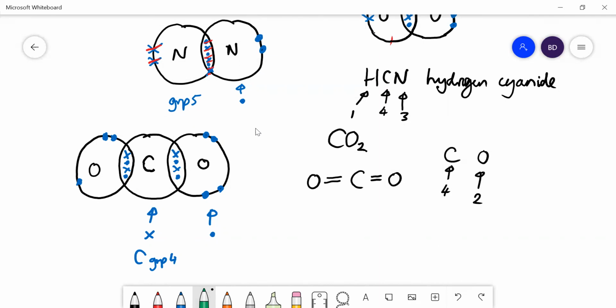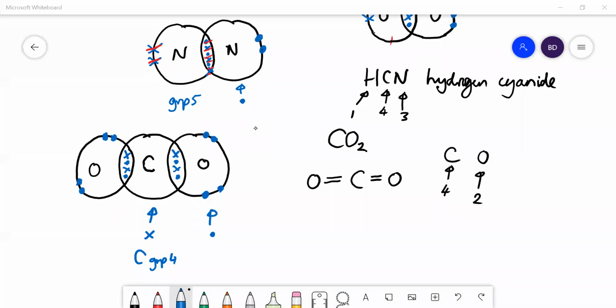Okay, put that electron back. Right, so drawing dot cross diagrams is a very powerful and very useful technique when looking at where the electrons go in covalent bonds.